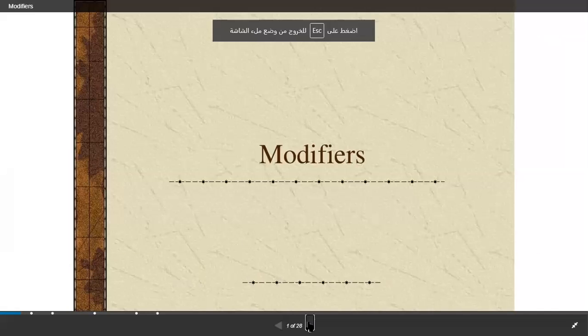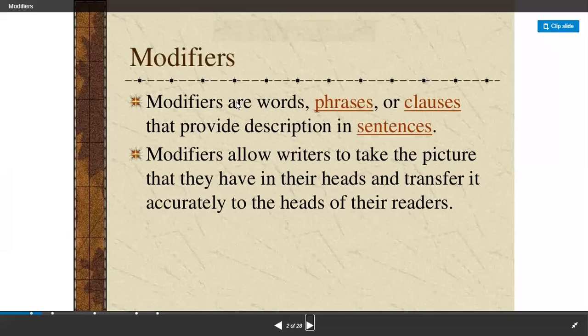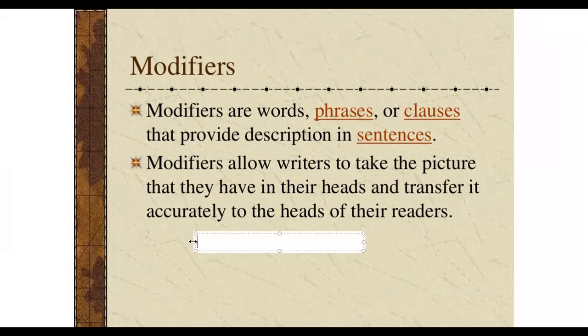So what does modifier mean? Modifiers are words or phrases or clauses that provide description in a sentence. It allows the writer to take a picture that they have in their head and transfer it accurately to the heads of their students. What does that mean? Watch this sentence with me. If I say, for example, I went to the school. Okay, what is the special thing about this sentence?